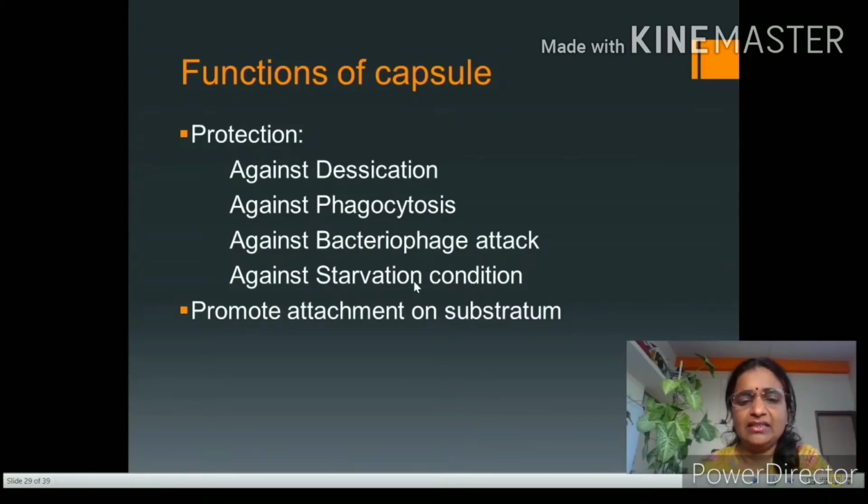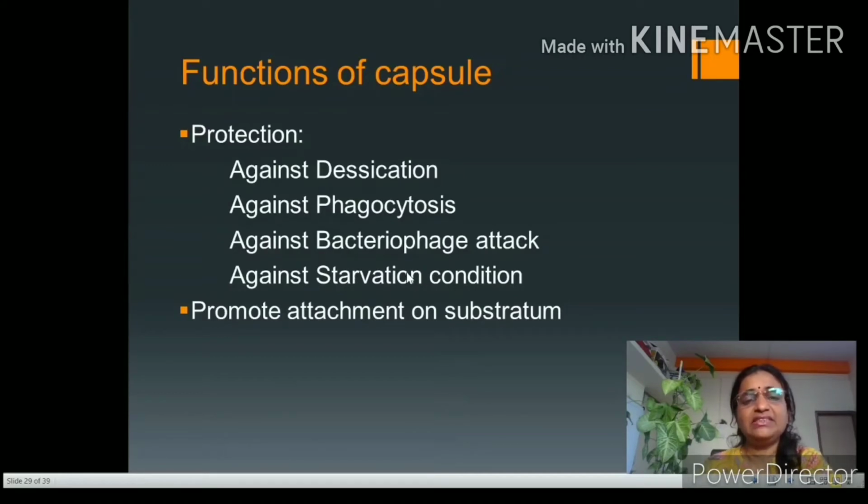Now next, cells also get protection against starvation condition. What is this starvation? Starvation is the drought condition where there is nutrient deficiency in the environment. It generally happens in which stage of the growth? It happens in the stationary phase. Yes.